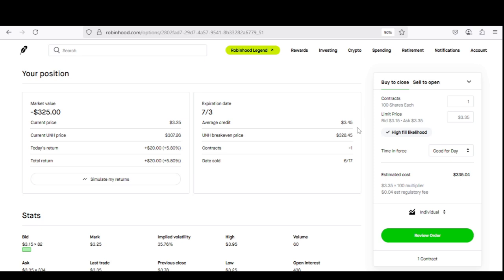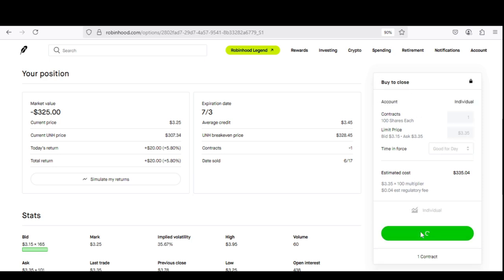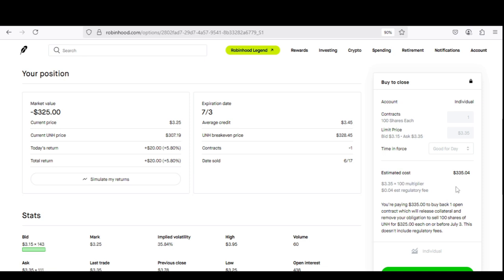So if I were to close this trade right now, this is what I would do. And once again, Robinhood makes it super simple. As you can see here, it says buy to close. You're going to hit review order, and that's it. So because this is a sell option strategy, to get out of the trade, you need to do the opposite, which is going to be buy.